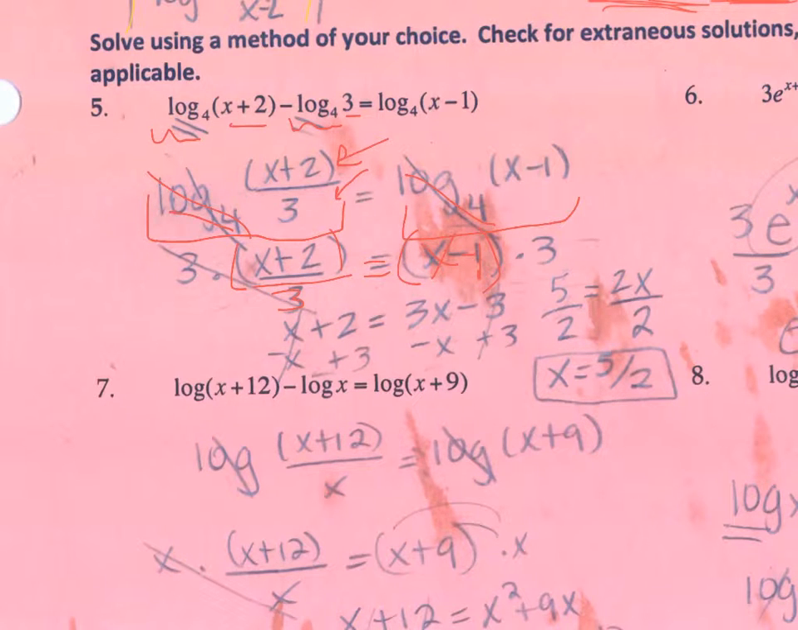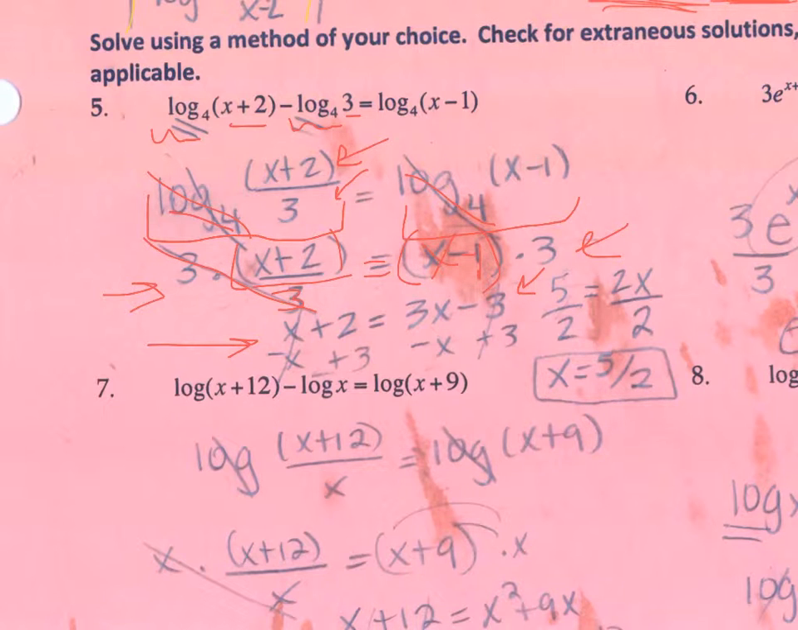Anytime I have a fraction, I focus on the denominator to get rid of the fraction, so that's why I multiplied both sides by 3. So on the left it canceled, and we were left with x plus 2, and we distributed it on the right, and we got 3x minus 3.